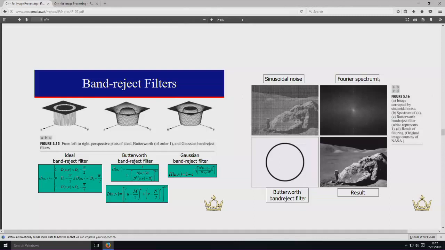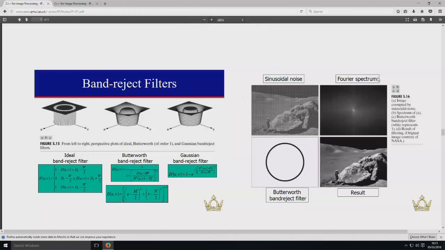Such filters may result in some ringing effects, like the ringing we have shown last time. After filtering, we may have some ringing effects at the border of sharp edges. So to reduce the ringing effects, we can use a Butterworth filter or a Gaussian filter. Those filters are also very popularly used in image processing.